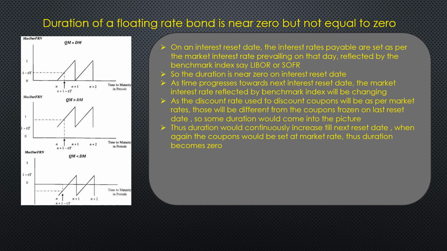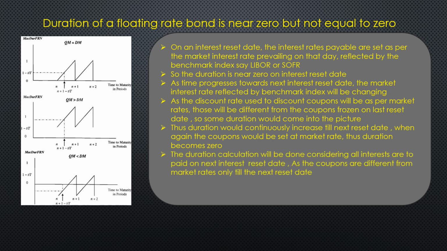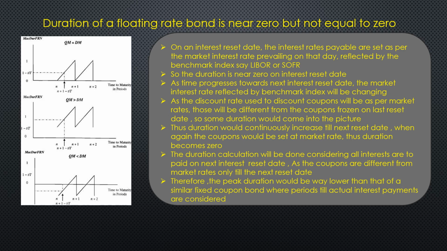Thus, duration would continuously increase till the next reset date, when again the coupons would be set as per the market rate. Thus, duration becomes zero. The duration calculation would be done considering all interest are to be paid on the next interest reset date, as the coupons are different from the market rates only till the next reset date. Therefore, the peak duration would be way lower than that of a similar fixed coupon bond.